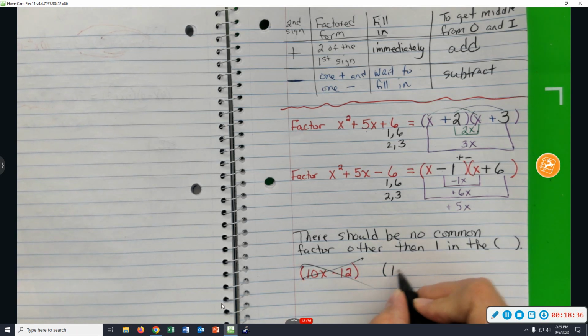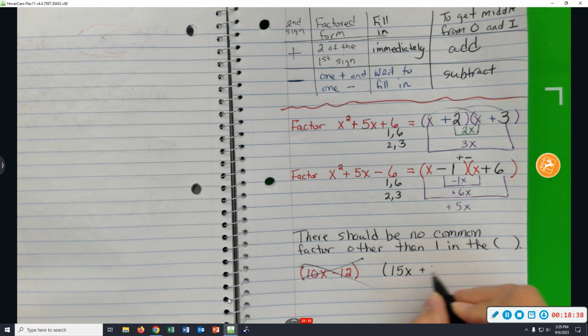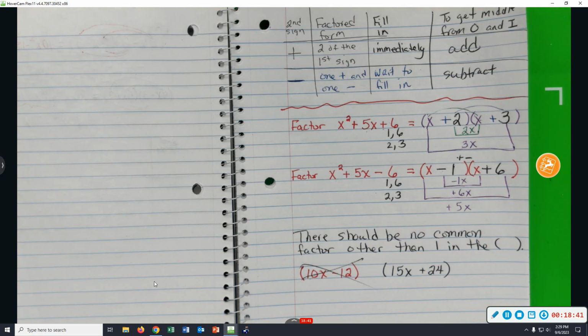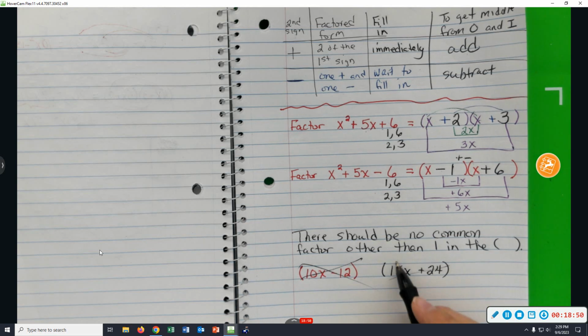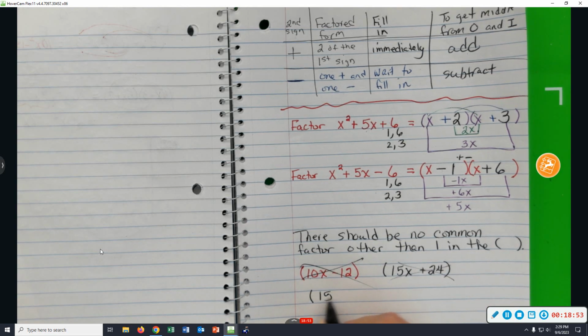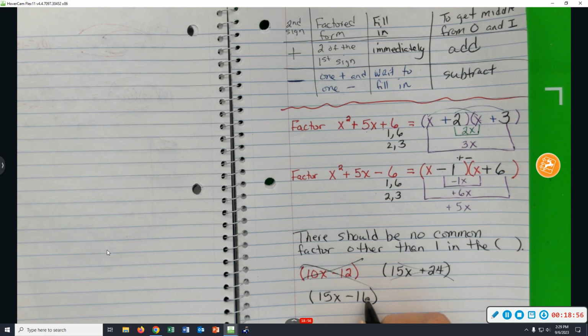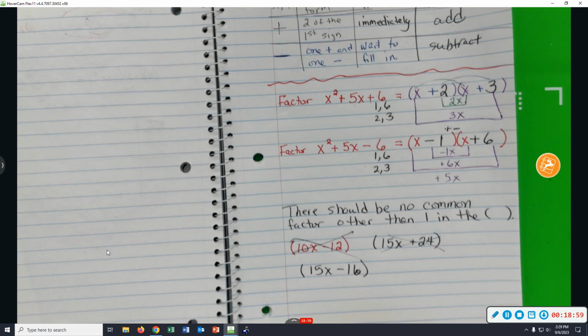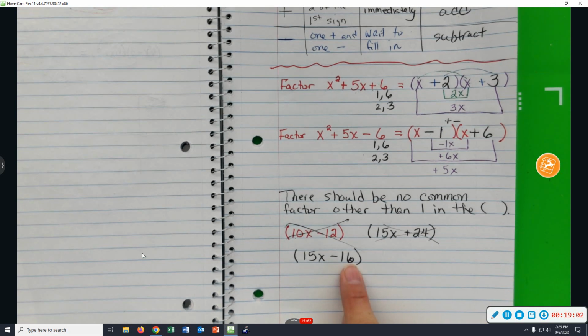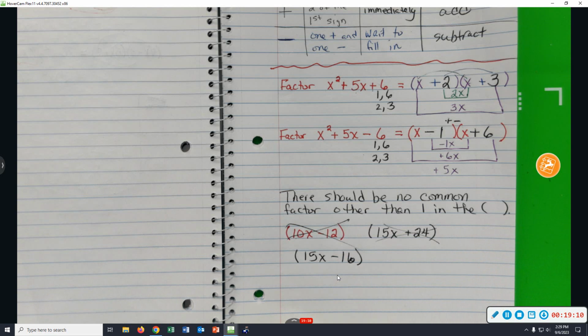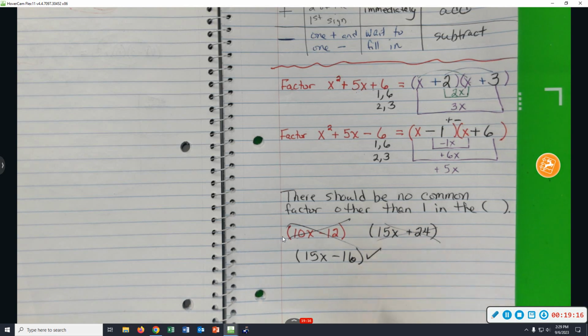What about this? 15x plus 24. Could you ever have that? Is there some number other than 1 that divides into both of these? 3. Can't be right. Can't have it. What about something like this? 15x minus 16. Could you have that when you're factoring? Is there any number other than 1 that divides into both of those? When I say divide, I mean with no remainder. The only number that divides evenly into both of these is 1. That would be okay.